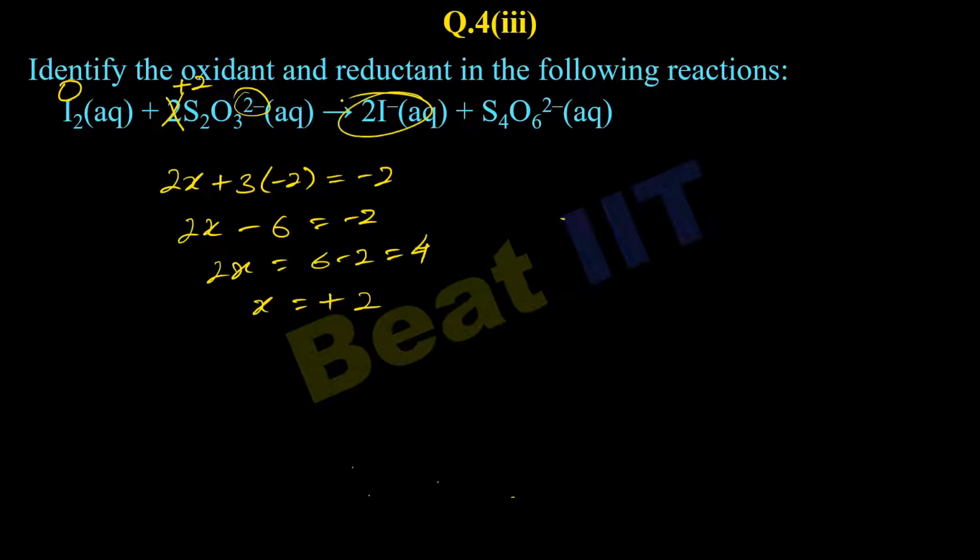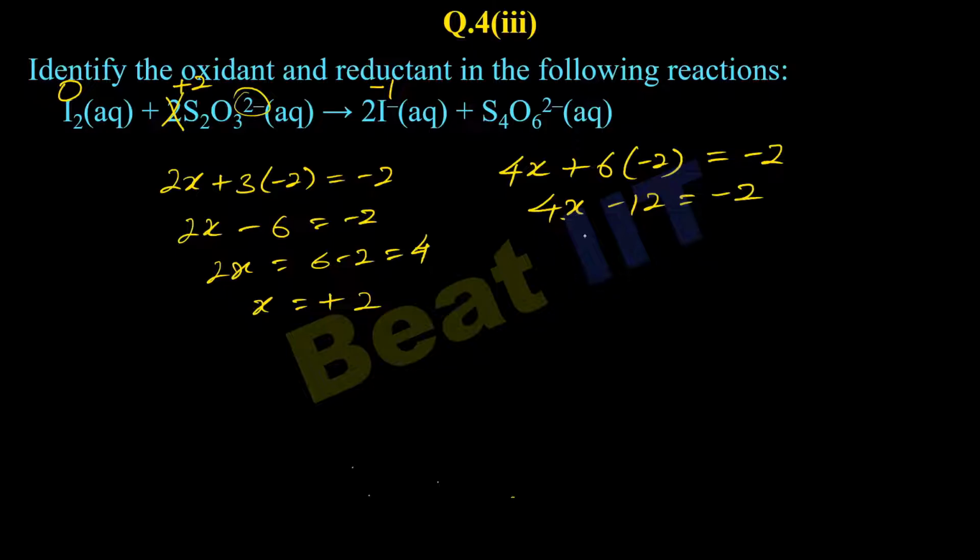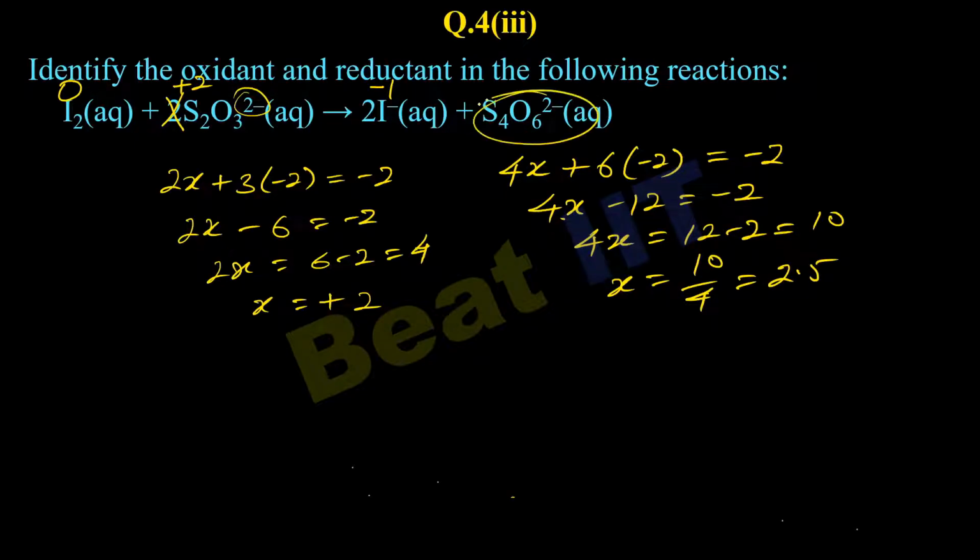Now calculate the oxidation state of iodine here. It is a monoatomic ion, whatever is the charge, that is the oxidation state, -1. Here the sum of all oxidation states will be -2. So 4 sulfurs, 4x plus 6 oxygens, 6 times -2, equals the overall charge -2. 4x minus 12 equals -2. 4x equals 12 minus 2, that is 10. x equals 10 by 4, that is 2.5. So here the oxidation state of sulfur is 2.5.